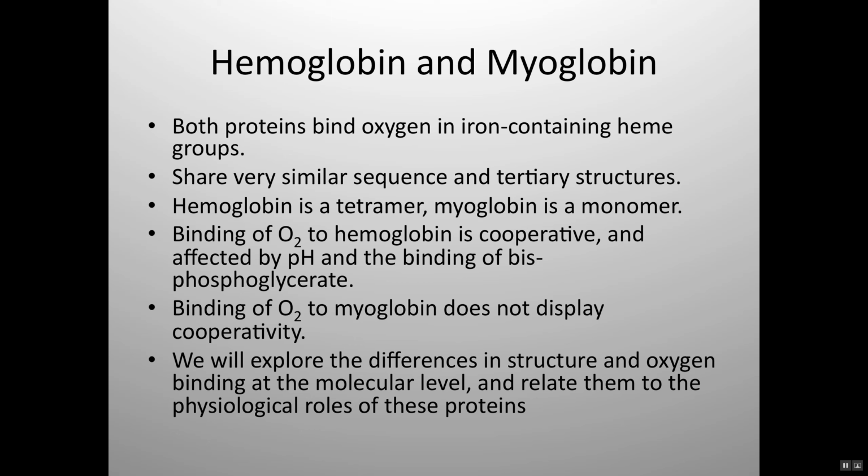One of the things we're going to talk about, and I will explain this in a moment, is that the binding of oxygen to hemoglobin is cooperative, and it's affected by a number of regulators, by the pH of the environment and the binding of a molecule called bisphosphoglycerate. The binding of oxygen to myoglobin, in contrast, does not display cooperativity. So we're going to explore the differences in structure and oxygen binding at the molecular level, and we're going to relate them to the physiological roles of these two proteins.